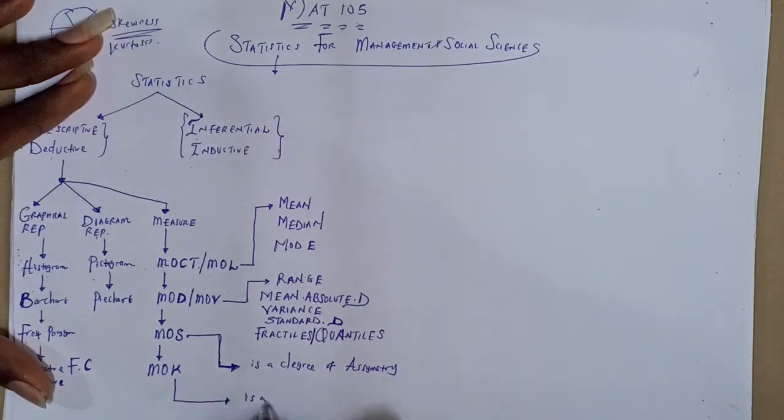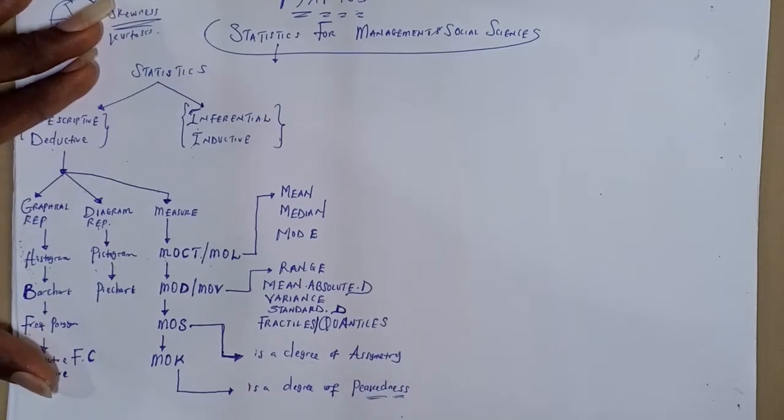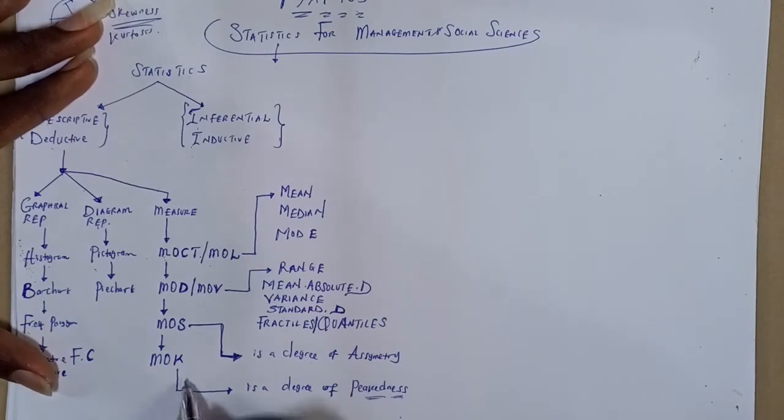And this measure of kurtosis is a degree of thickness. Let me explain it this way. You have the measure of kurtosis. Measure of kurtosis is just trying to tell you that we have three different types, whereby the first one is the leptokurtic.